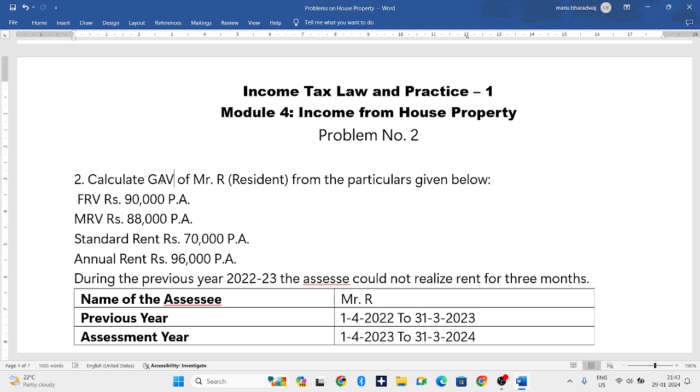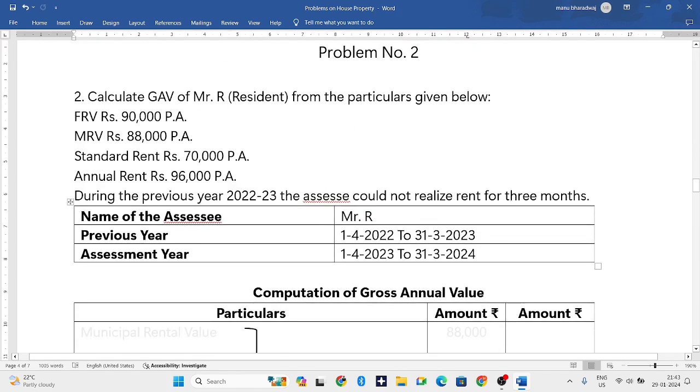So they have given fair rental value 90,000 rupees. MRV, municipal rental value, is 88,000 per annum. Standard rent is 70,000 per annum. Annual rent is 96,000 per annum. During the previous year, the assessee could not realize rent for 3 months. So out of 12 months, for 3 months the assessee didn't get any rent.